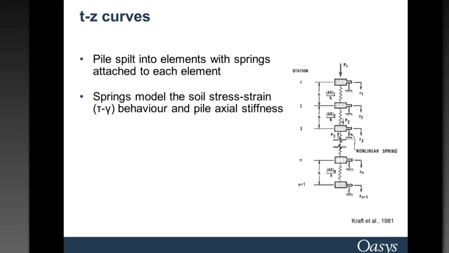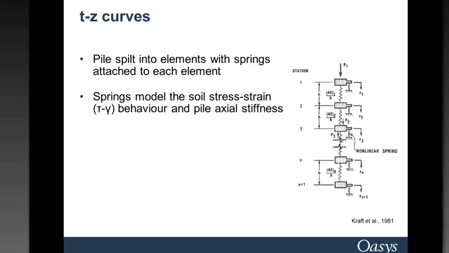So the first update on TZ curves. If I just provide you with a little bit of the theory of TZ curves, I'll try not to bore you with too much detail, but if you look at the figure on the right-hand side, in order to set up a TZ model, the pile is split up into a number of different elements, and springs are attached to each element. So the springs down the center of the pile model the pile axial stiffness based on the Young's modulus of the concrete of the pile, while the springs to the right-hand side then would model the soil behavior. And you can have different shapes of different types of springs, perhaps a non-linear spring to model non-linear soil behavior, and those springs are the TZ load displacement springs on the right-hand side of the pile elements.